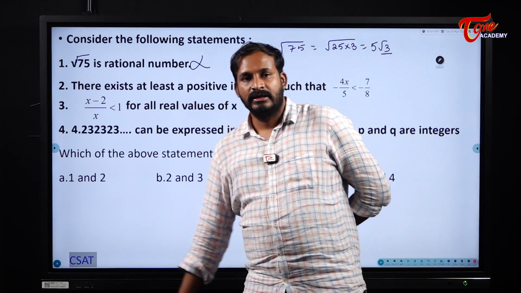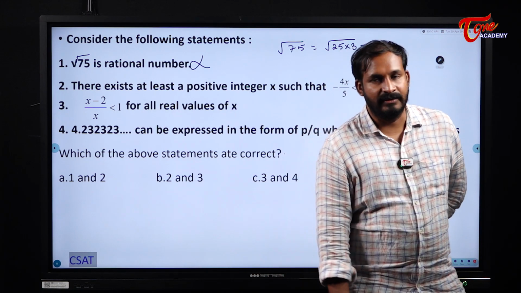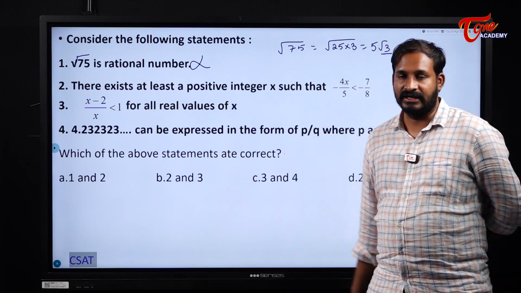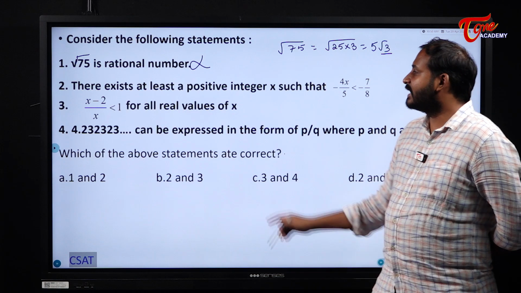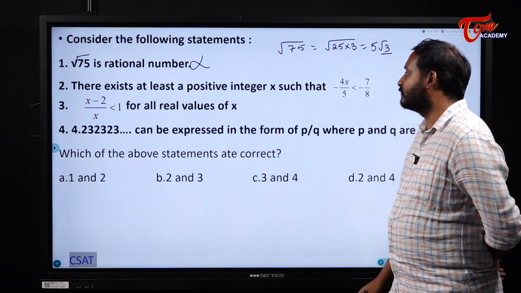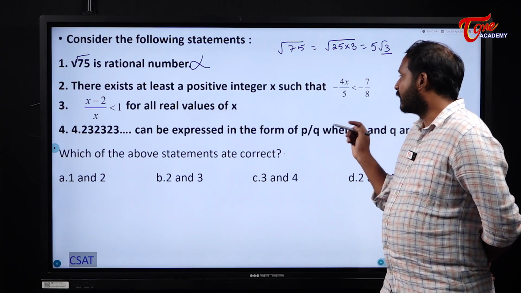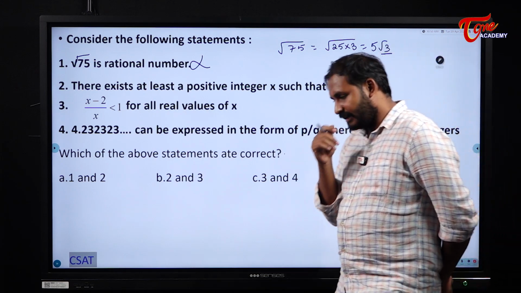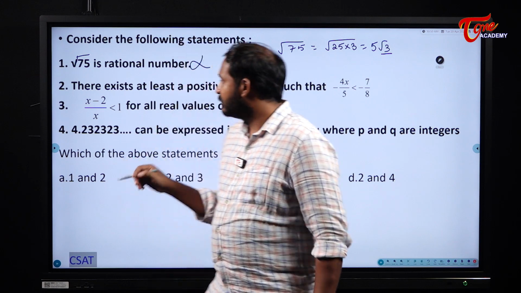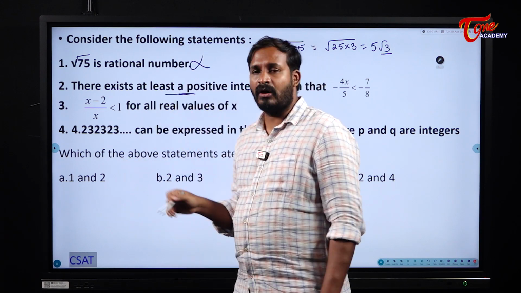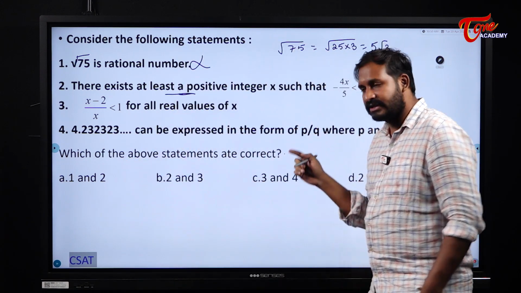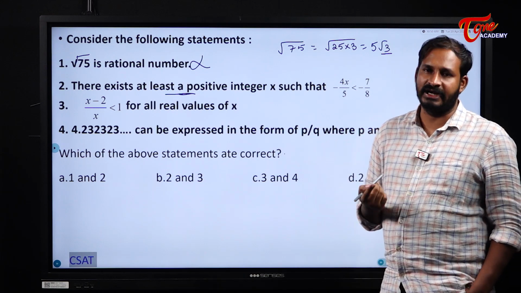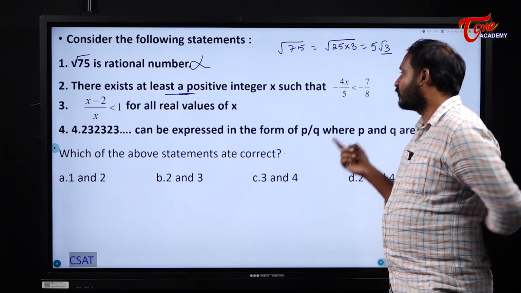So root 75 is an irrational number, but in the question they have given it as a rational number. That is wrong. Next, there exists at least one positive integer x such that minus 4x by 5 is less than minus 7 by 8. At least one positive integer, so not all cases. It will not be true in all the cases, but there is at least one they are telling. We will try to cross check it.